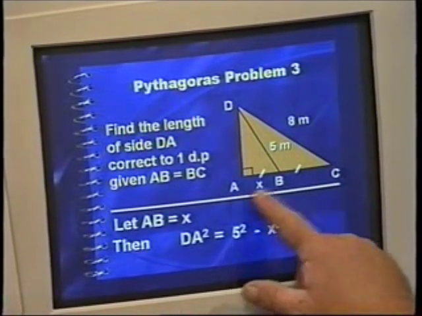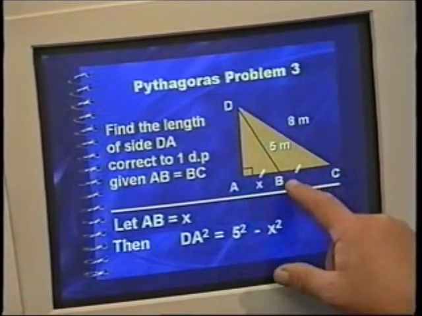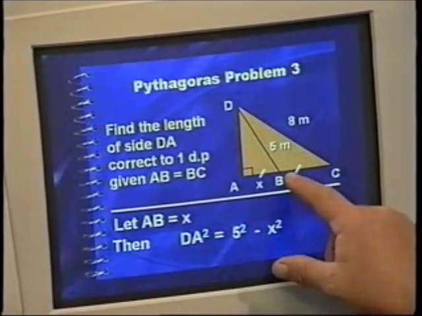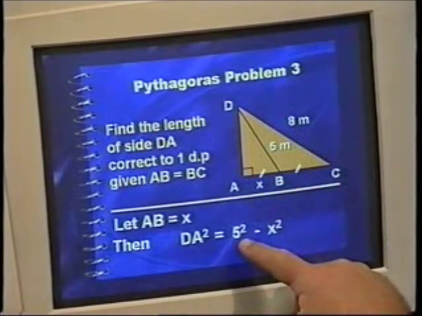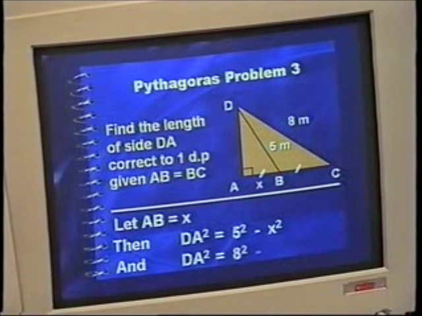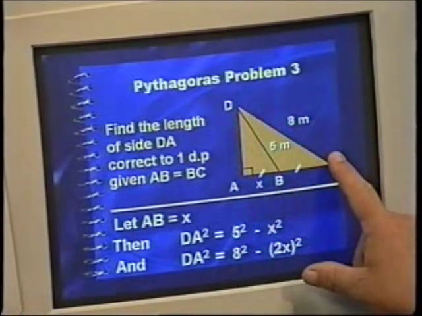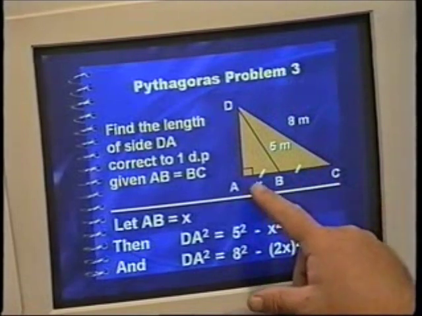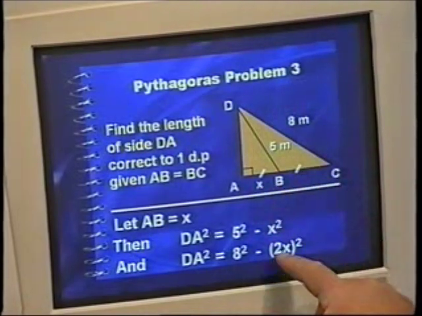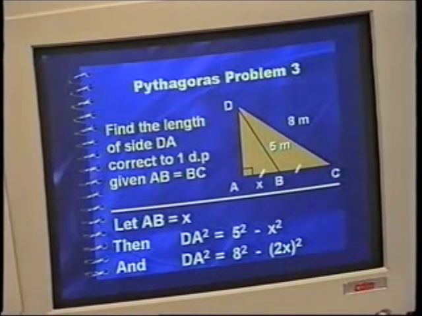We let that AB side be x, and then from Pythagoras we know that DA squared must be equal to 5 squared, the hypotenuse squared, minus x squared. But we also know in the big triangle that DA squared must be equal to the hypotenuse squared minus AC. Now AC is, if that is x and that's x, must be 2x. See, here we get into algebra.